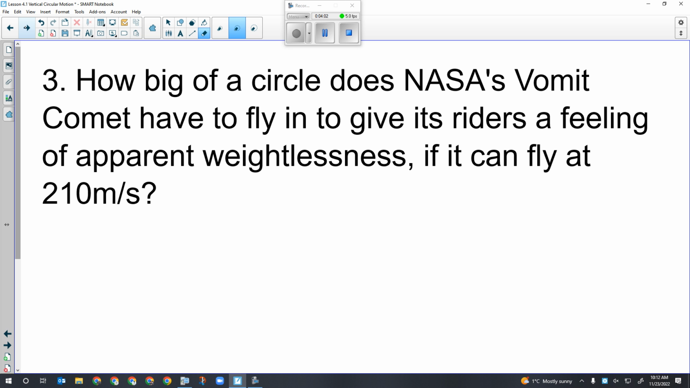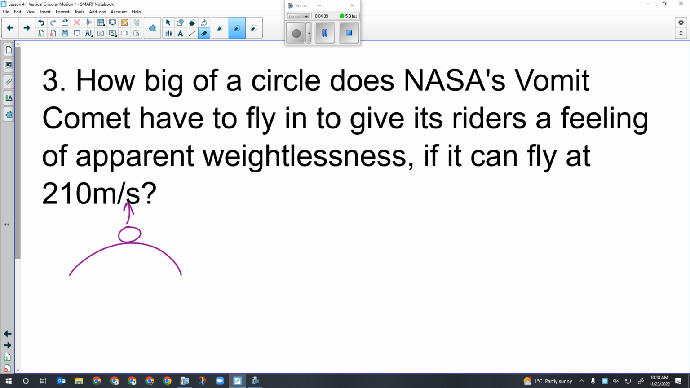NASA's Vomit Comet, that big zero gravity plane that they use. We want the riders to have a feeling of apparent weightlessness, and the plane can fly at 210 meters per second. We're looking for the radius of the circle or arc or parabola that it needs to fly in. So, what part of the circle are we talking about here? Top on the inside or outside? Top on the outside. So we're dealing with this situation here.